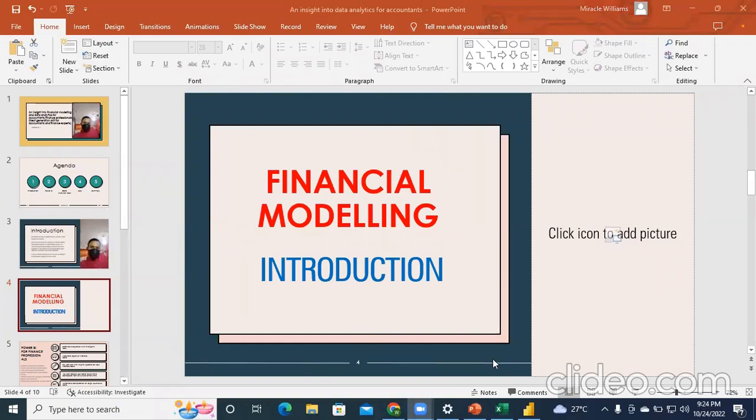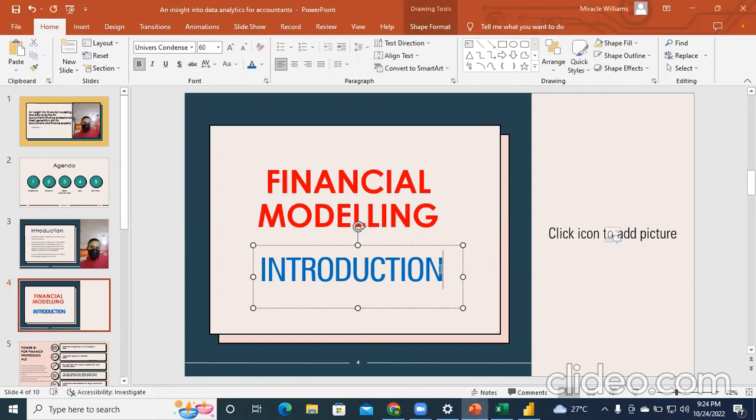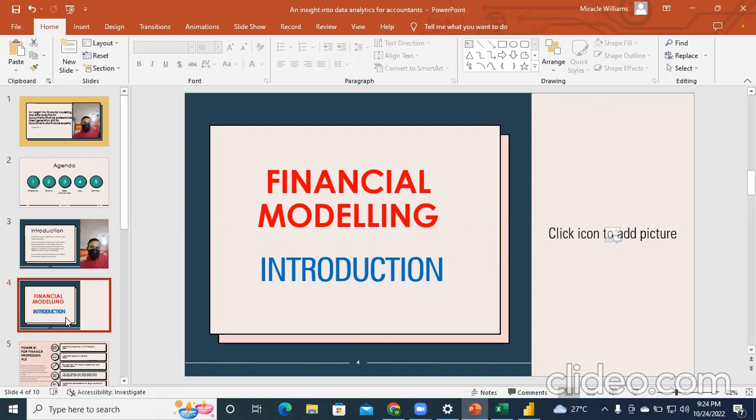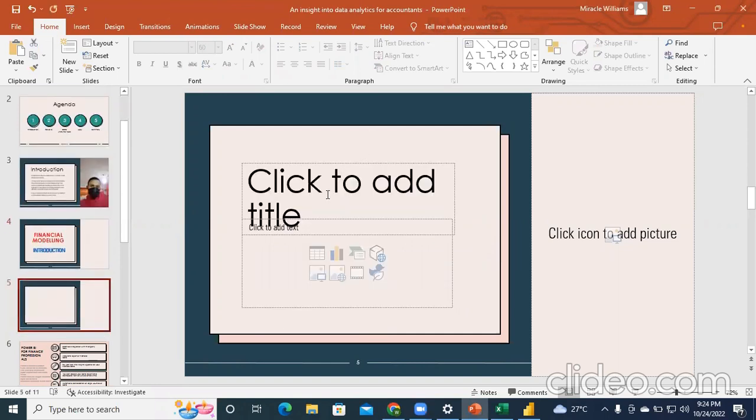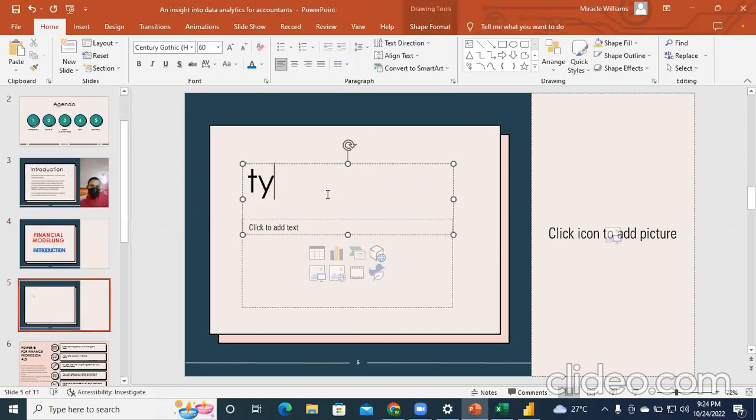Okay. So I was talking about the various types of models which are created for different types of decisions. I can as well come over here. So I just put that here, types of models.